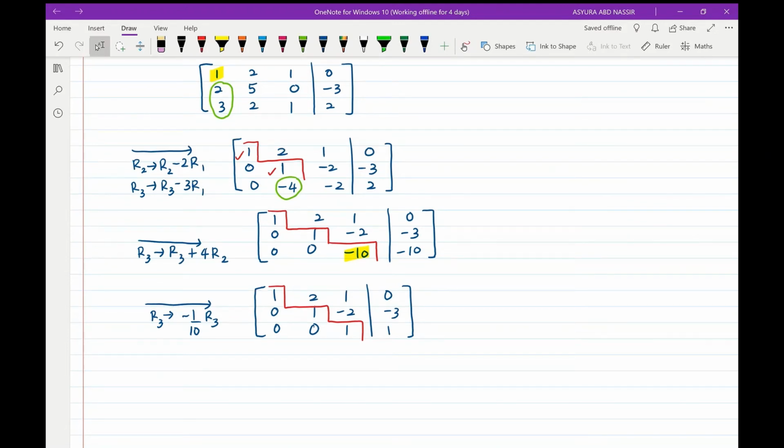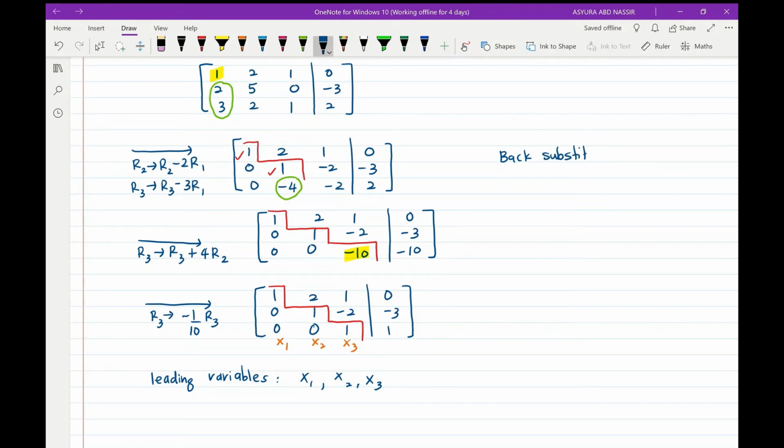Now to solve the system, you have to identify your leading variables and free variables. So let's see what your leading variables are. The leading variables here will be your x1, x2 and x3, since the leading one is in your x1, x2 and also x3. Next you will continue with the back substitution.